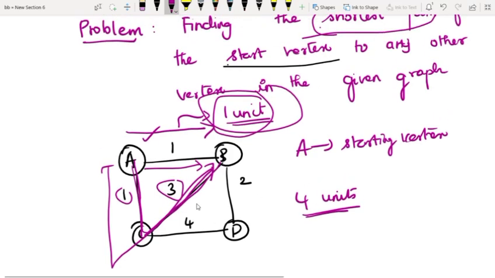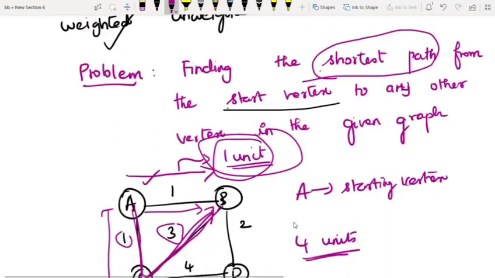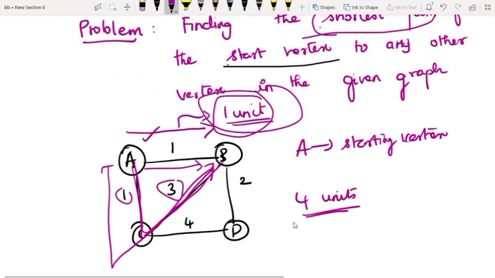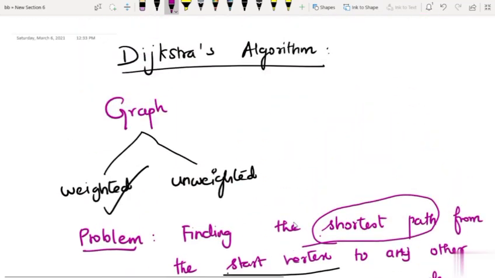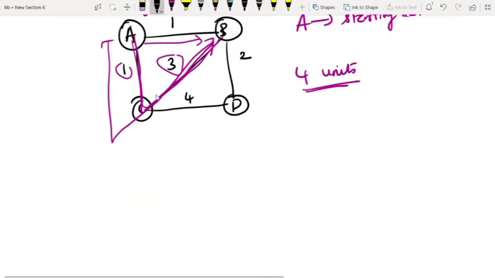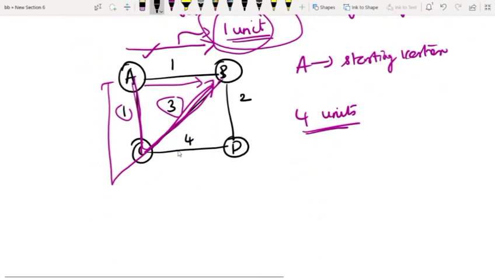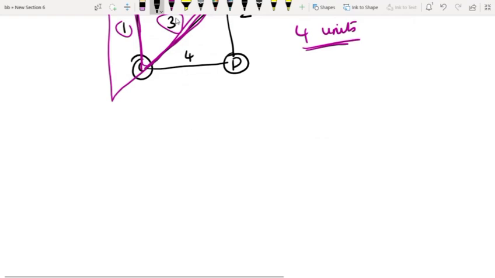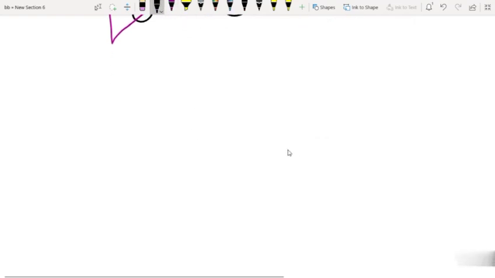So that has to be found. Practically we can easily find that, but that has to be found using a procedure, using an algorithm, and that algorithm is called Dijkstra's algorithm. Dijkstra's algorithm provides a procedure to find the shortest path from the start vertex to any other vertex. I hope it is clear. Let me take a very simple example and explain the working of Dijkstra's algorithm, then I'll move to a complicated graph and apply the algorithm there.